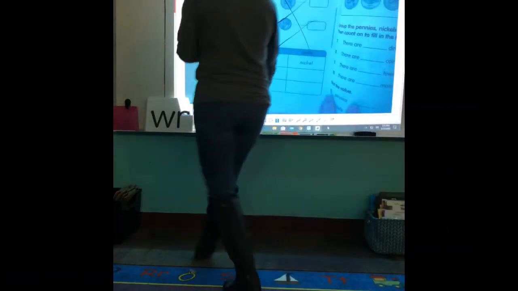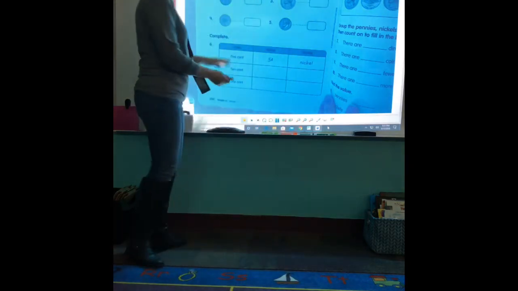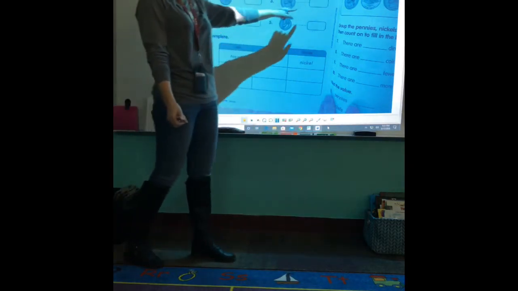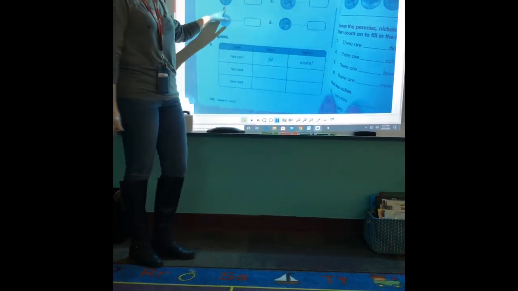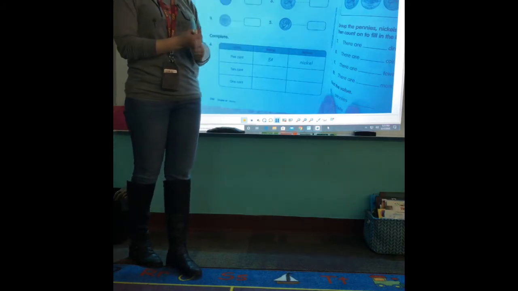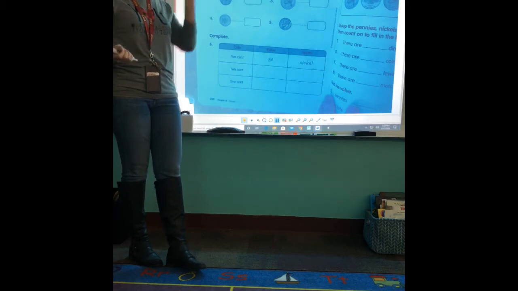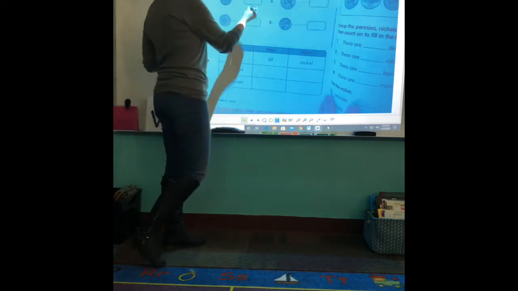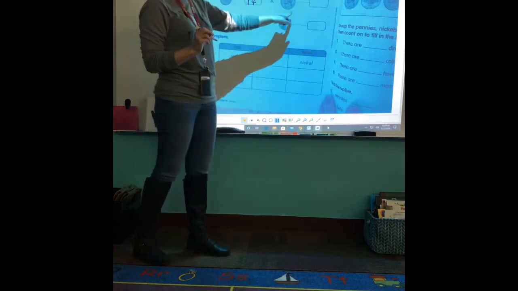Okay, this one, they give us a coin and they want us to put how much the coin is worth in the little answer place. So number 2, who can tell me what coin this is? Blow it in your hand, release it. A penny, and how much is a penny worth? 1 cent. Great job.